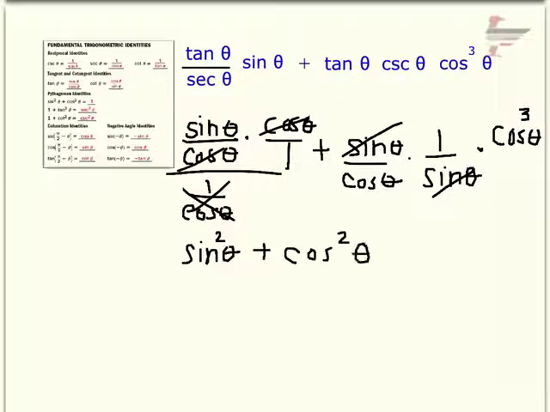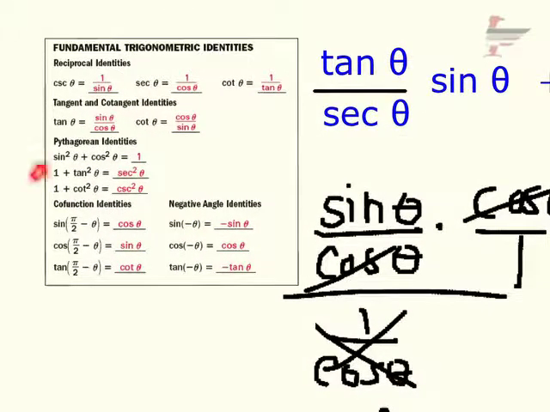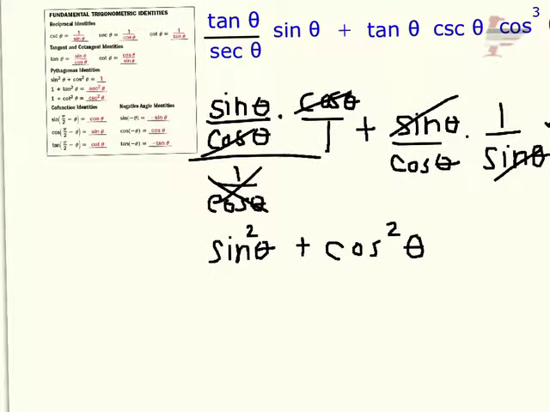And oh my goodness, we have the Pythagorean identity. Just writing it here, sine squared theta plus cosine squared theta equals 1. And that's exactly what we have, sine squared theta plus cosine squared theta. So that is really just 1. How cool is that? That huge mess of stuff is just 1. You gotta love trig identities.